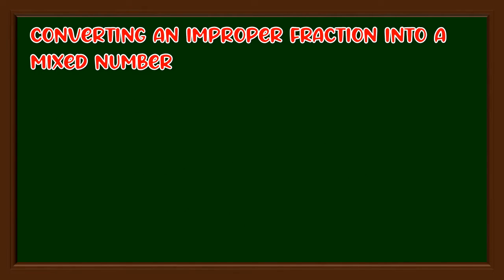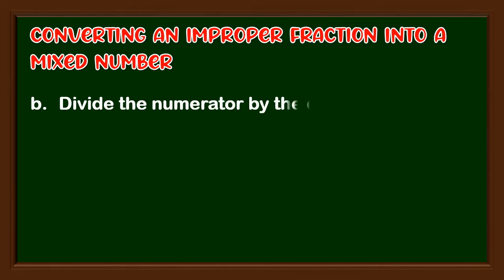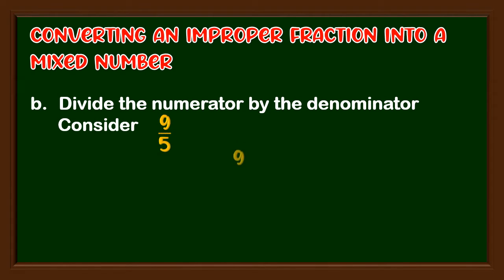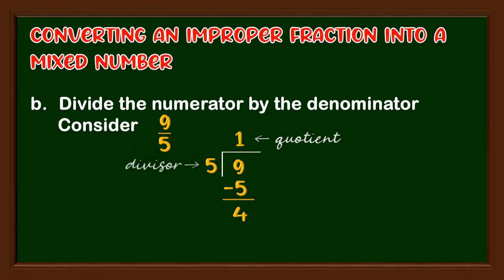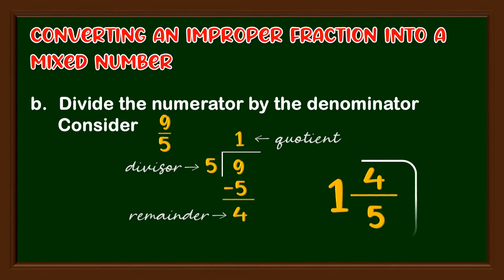For letter B, let's do it again. Divide the numerator by the denominator. Consider the fraction 9 over 5. Let us divide 9 by 5; this will give a quotient equal to 1, with 4 as the remainder. The quotient 1 is the whole number part of the mixed number. The remainder 4 is the numerator, and the divisor 5 is the denominator. Thus, the mixed number is written as 1 and 4/5.